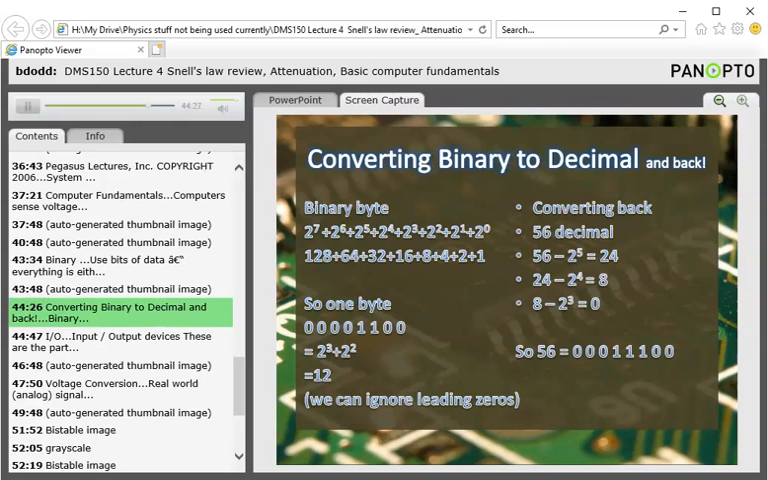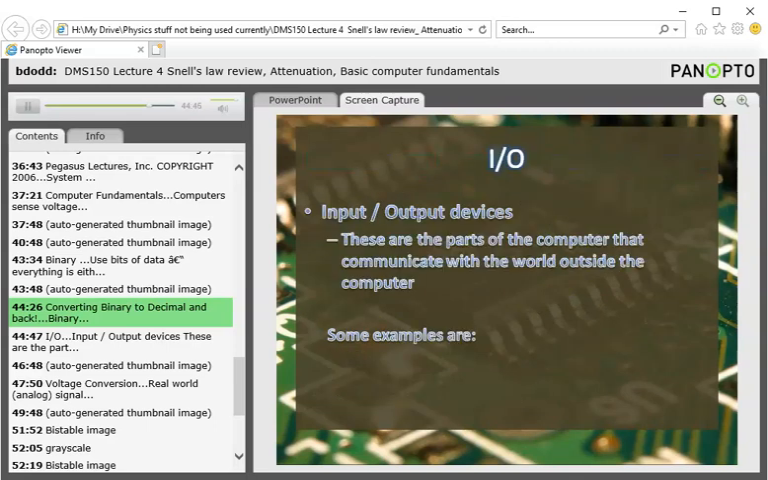So when this gets posted, this is the same thing I just talked about. This is converting from binary to decimal and back. I went through everything here, showing you how to do it. Everyone said you were good with it, so I'm going to move on here.